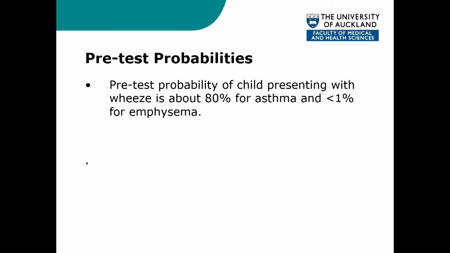So the pre-test probability of a child presenting with wheeze would be about 80% for asthma and less than 1% for emphysema. So there'd have to be extreme reasons why a child of 4 would have emphysema, perhaps some birth trauma or lung trauma when they were younger.